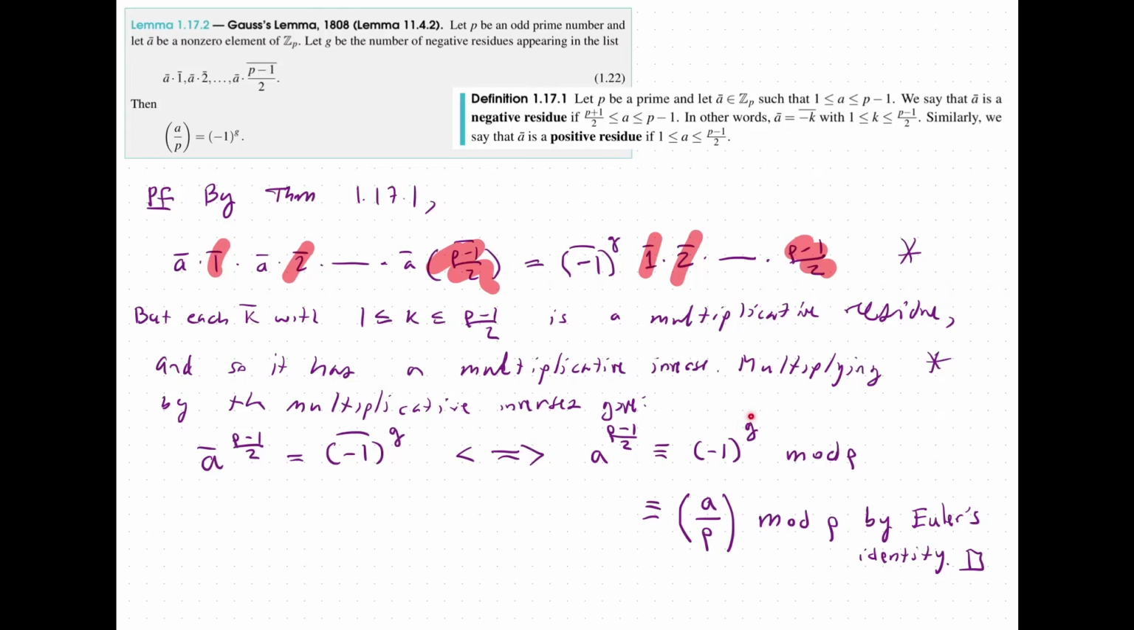But the fact that we can count the total number of negative residues is going to have theoretical importance in the bridge that we are going to use via Eisenstein's lemma in the next lesson to prove the law of quadratic reciprocity.